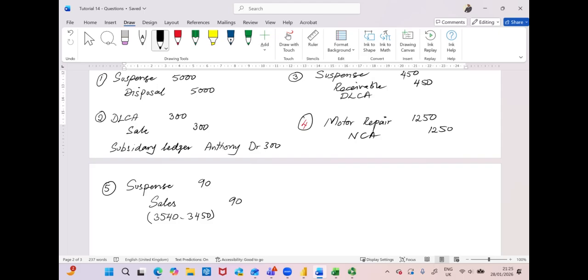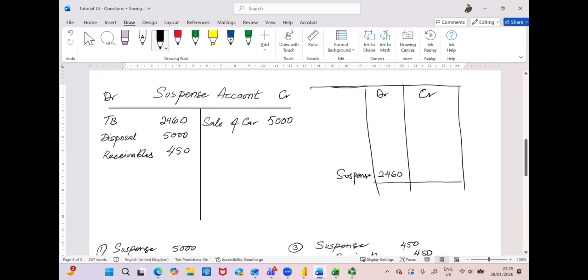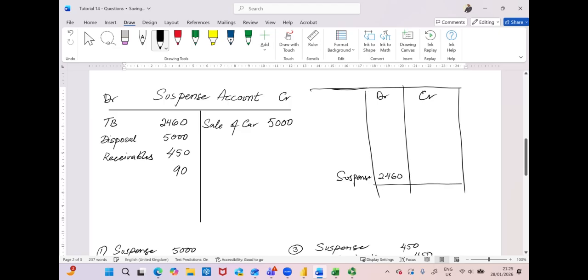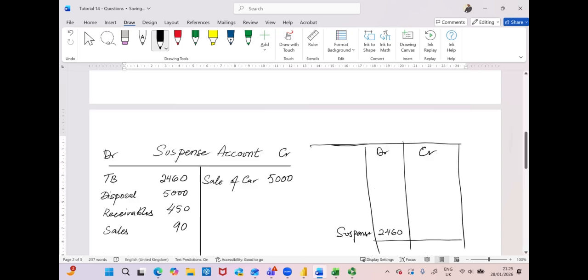So let's record this. Now you can see suspense account is being debited by £90, and I'm going to write 90 over here, and I'll write sales. So suspense account is being debited. Why? Because of the sales. Next transaction.